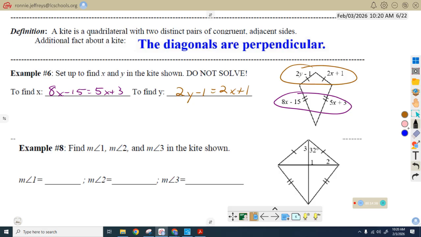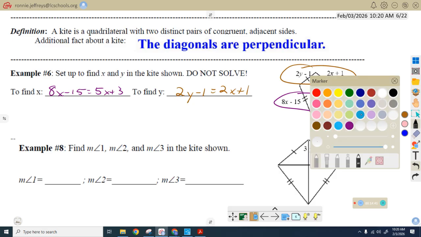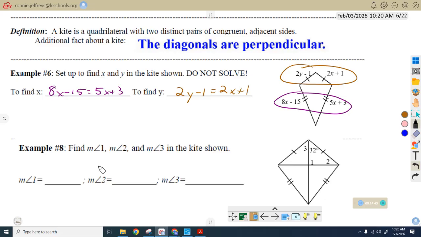So, example 8, find the measures of angles 1, 2, and 3 in the kite shown. All right, 2 of these are really easy to find. Which 2 are those? Yes, angle 1, because the diagonals are perpendicular. So 1 is 90 degrees. That's why if you're always cold, you go in a corner, because it's always 90 degrees.